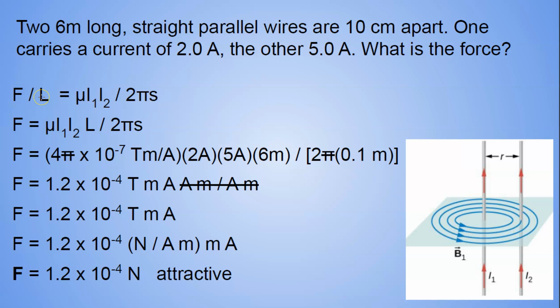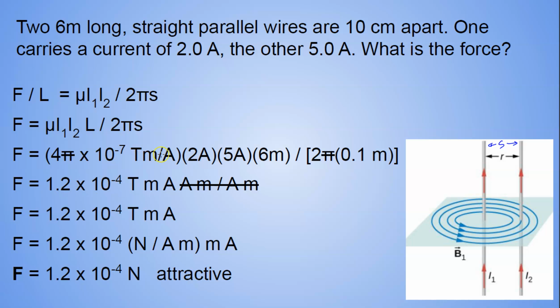How much force per length? So what I've done is multiply both sides by L, and it's come up over here on the right. And I need to do mu I1 I2 L and divide by 2 pi S, or R, whatever. It's that distance between the two wires right there. We used the mu with the pi just so that it would cancel the pi on the bottom. That's up to you, I guess. But here's the number that we get.